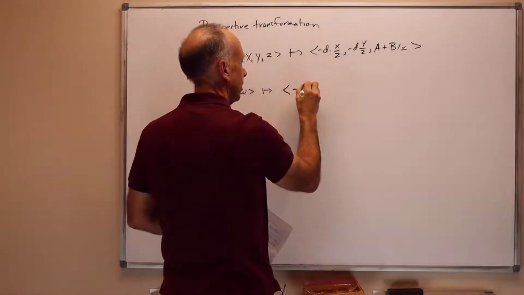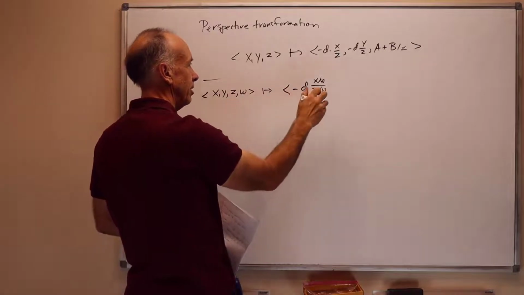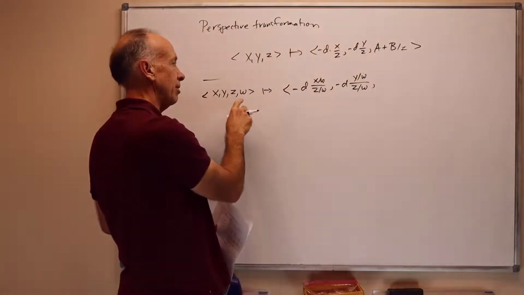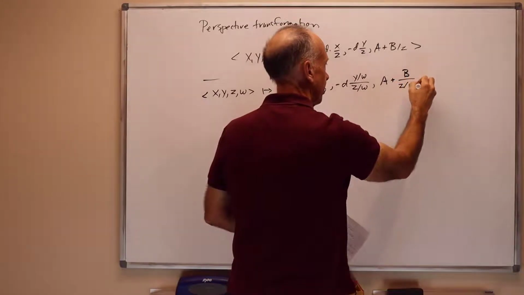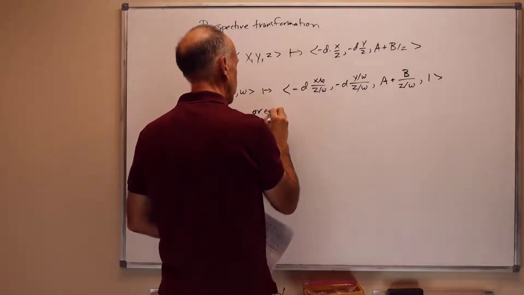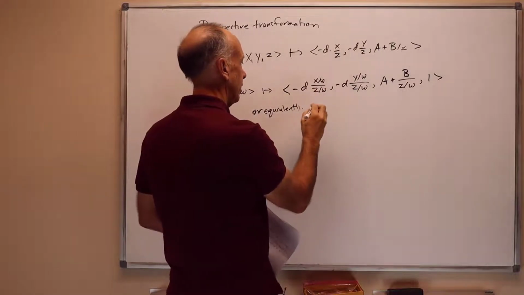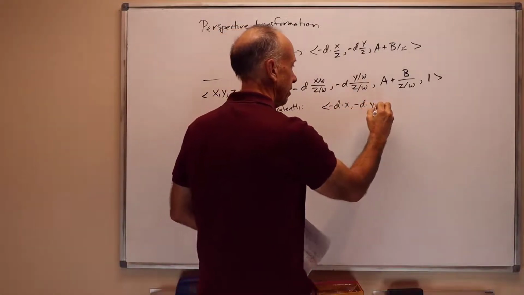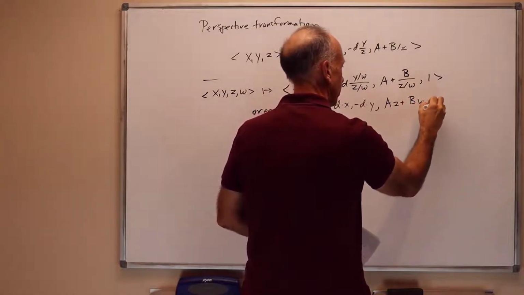I want to have something with this value, so that's minus d x over w, z over w, substituting in x over w for x and z over w for z, comma, minus d y over w, z over w, substituting in y over w and z over w for y and z, comma, a plus b over z over w, comma 1. Here I've just put a comma 1, or equivalently, it could go to, and what I'm going to do is cancel out the w's and multiply through by z. So it could go to minus d times x, minus d times y, a z plus b w, comma, z.